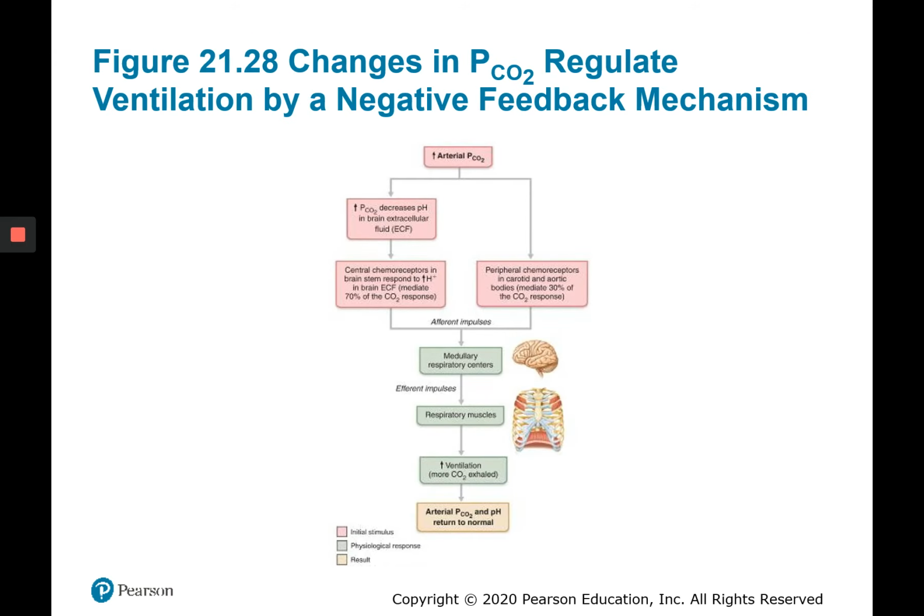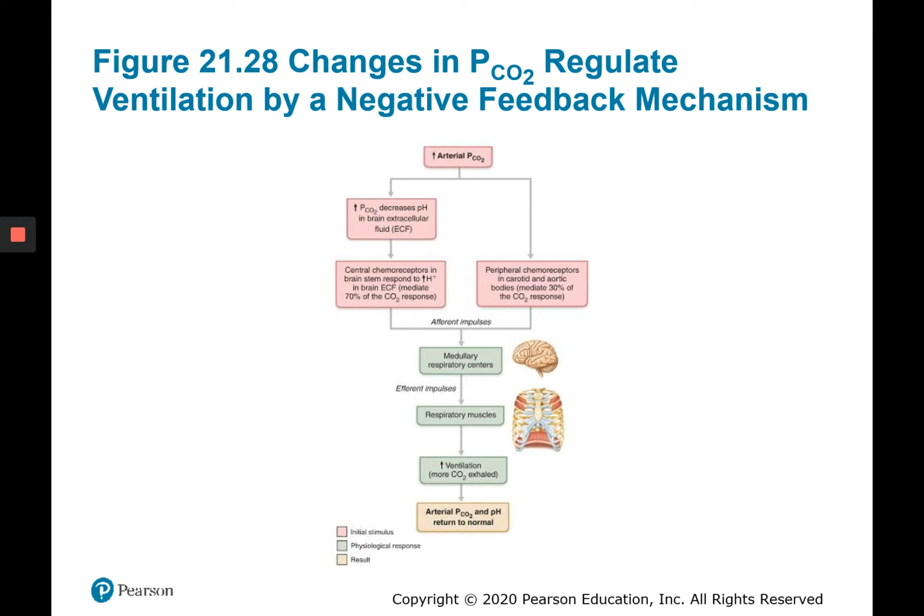So this chart is an overview of what occurs with ventilation when we have abnormal amounts of carbon dioxide in the blood. This example is looking at an increase in the amount of carbon dioxide in arterial blood. That information is going to be picked up by both peripheral and central chemoreceptors because an increase in carbon dioxide in the blood will lead to an increase in hydrogen ions in the blood and cause acidic environments for both neighboring tissues and the blood itself.